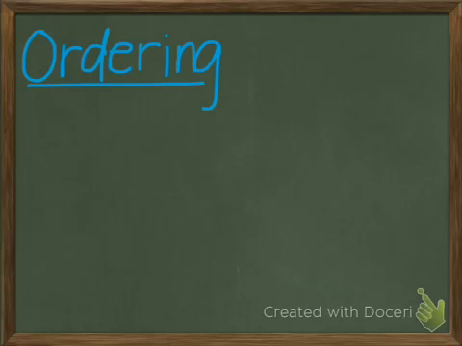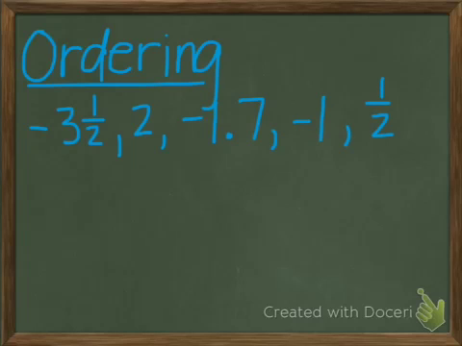So I have negative 3 and 1/2. I have positive 2. I have negative 1 and 7/10. I have negative 1. And I have 1/2. We need to put these in order from least to greatest. So I'm going to write L to G. That tells you least to greatest. Okay, this one doesn't seem too complicated.